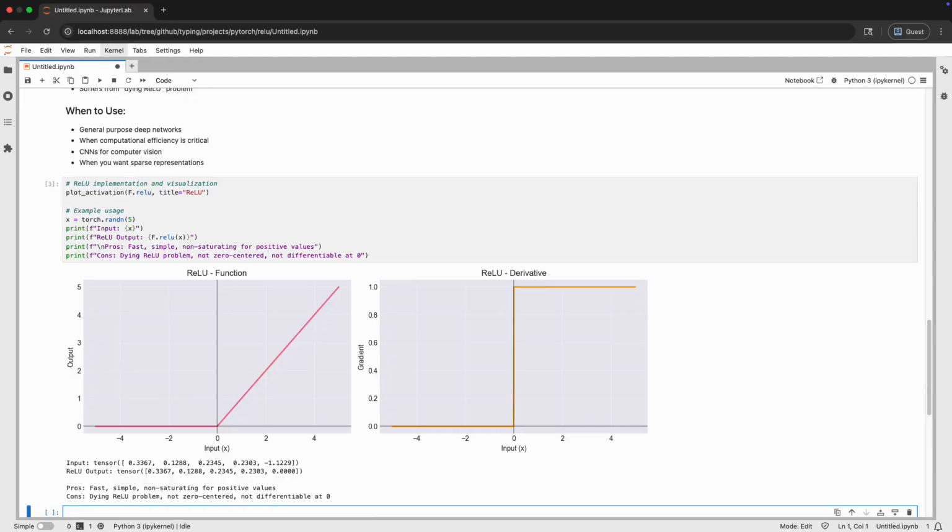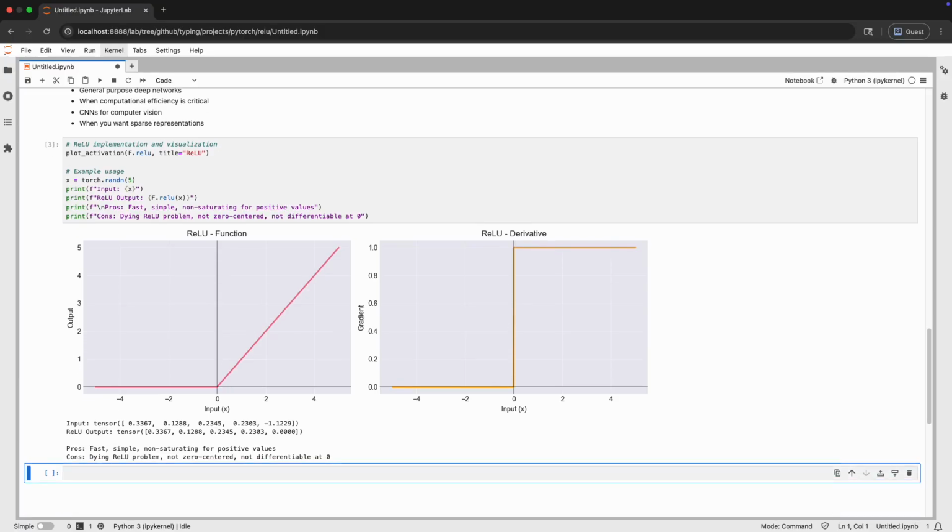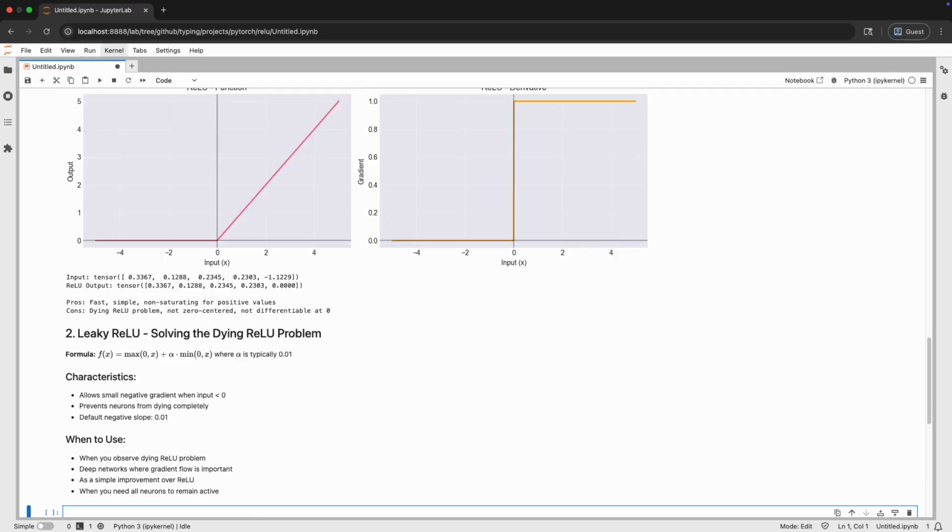Looking at the plots, we can see the characteristic hockey stick shape of ReLU. The function shows a sharp transition at 0, and the derivative plot reveals the discontinuity at 0. The example input shows how negative values become 0 while positive values pass through unchanged. The main advantage is its speed and simplicity, but the dying ReLU problem and lack of zero-centered outputs can be limitations.